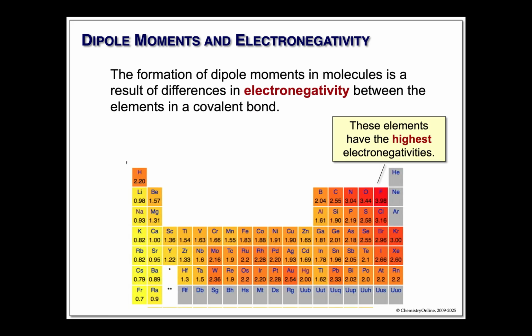Electronegativity is a magic number, somewhere between 0 and 4. The most electronegative elements are up here. Fluorine is the most electronegative. Hydrogen is over here. It's about 2.2. Fluorine is essentially 4. What electronegativity tells us is the tendency of an atom to attract electrons to itself. So, fluorine is robbing the electrons from hydrogen, making a polar covalent bond.